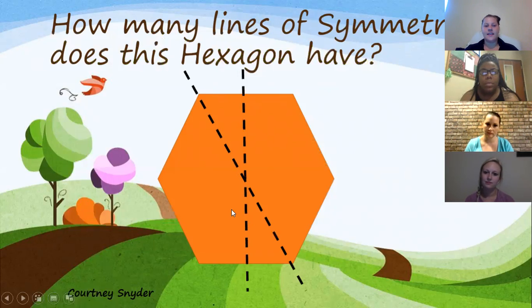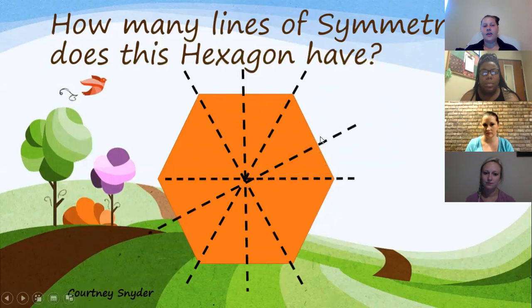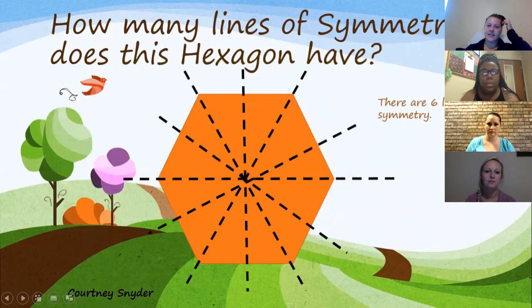We're going to do the same with the line straight down the middle, another one connecting this point and this point, and one coming straight down the middle here, one going straight across the middle here, and then one more coming through these two sides. So that shows us that we have 6 lines of symmetry in this hexagon.